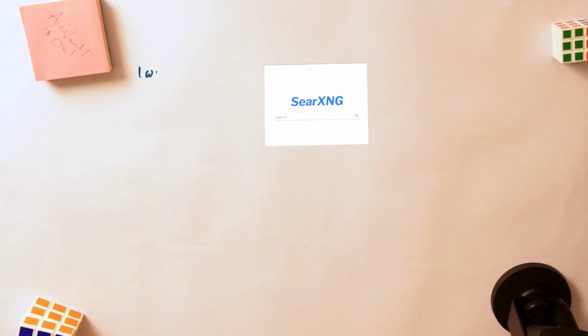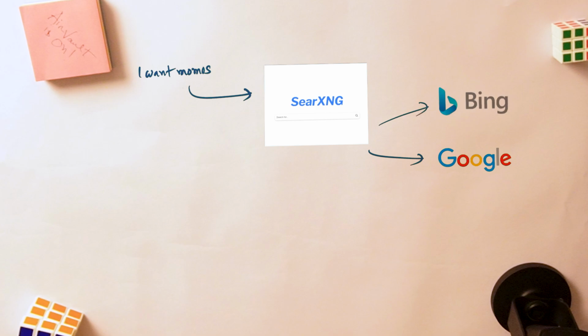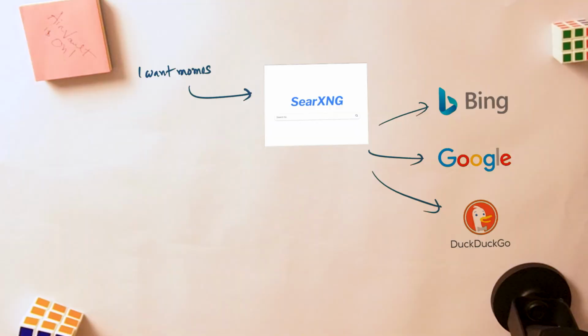SearXNG is not a standalone search engine, but it acts as an intermediary between you and all other popular search engines, where it makes requests on your behalf. How SearXNG works is every time you make a search, it takes your request and forwards it to Google. It forwards it to Bing. It forwards your request to DuckDuckGo. You can also configure SearXNG to use more or less search engines. That is something you can do. And then it takes the responses from all of these search engines and then combines them together to give you a result.